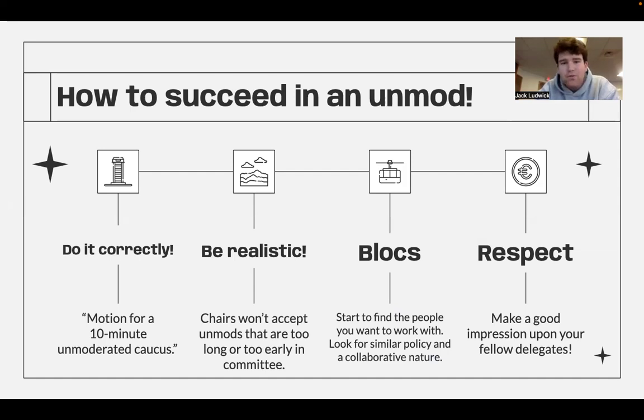Also, don't motion for an hour-long unmod. A chair is not going to allow that. They're going to rule that dilatory.